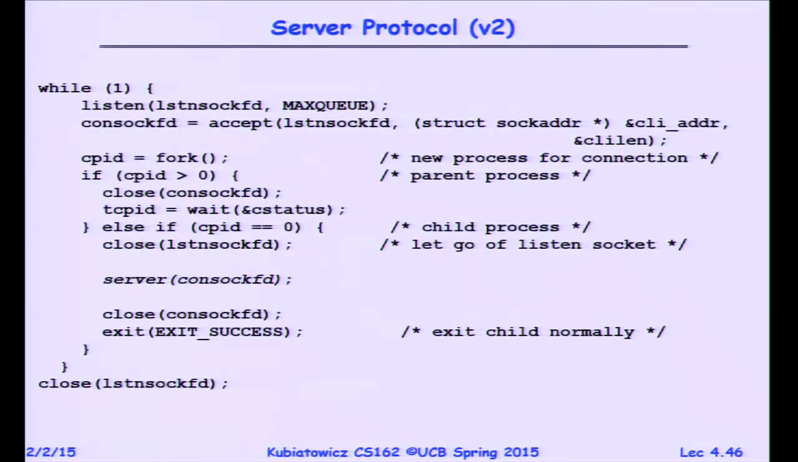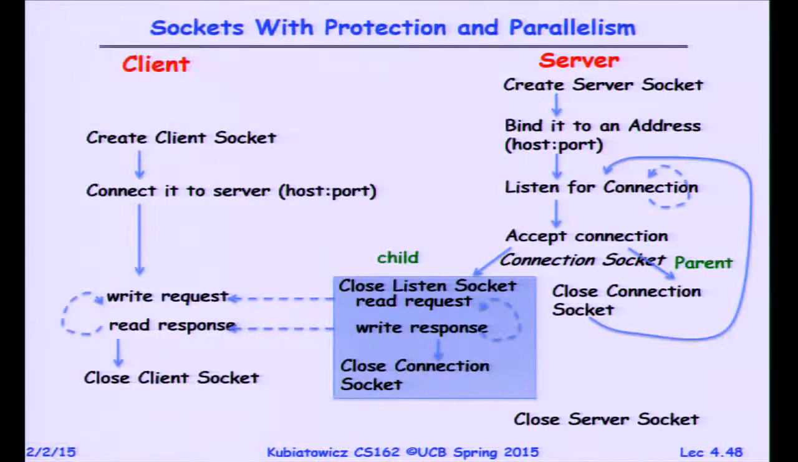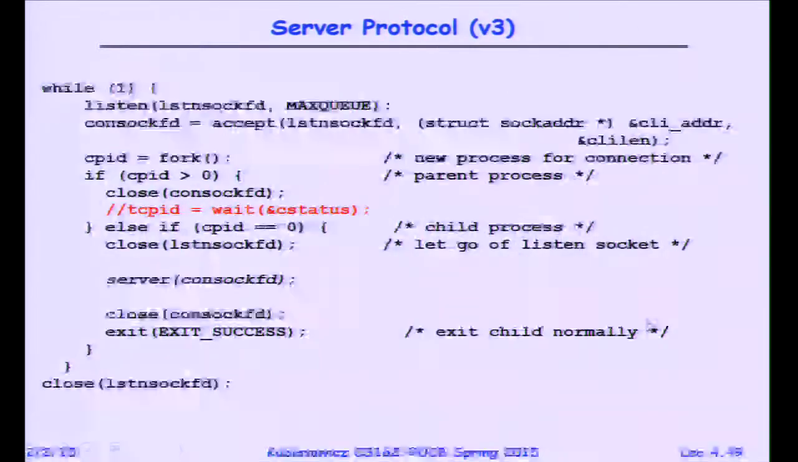Why is that okay to do? Because the child also got that socket, so the child goes ahead and closes the listen socket. You should think about this after class, because this is interesting. The fork had two sockets. It copied them both, and each of the parent and the child closes the one it doesn't need. So keep that in mind. That gives us this concurrent server, and basically what we did is we just removed the wait. Here we commented out the wait, and now we've got a server protocol that works very well.